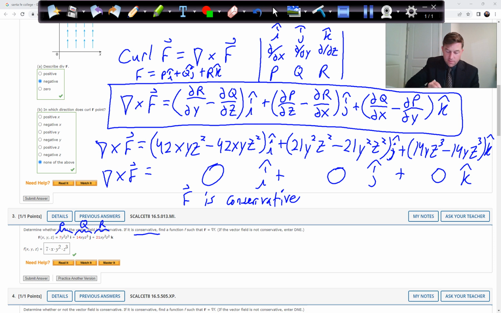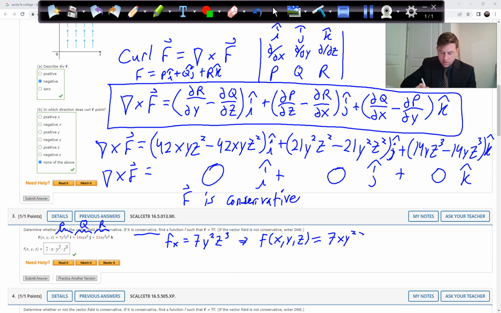And only if f is conservative, now we'll remember from the last section, section 16.4, we can say that the partial derivative of some function f with respect to x has to equal the first term, 7y squared z cubed, which implies that the function f(x,y,z) would be the integral of that f_x with respect to x. So if I integrated that with respect to x, I would just pick up an x: 7xy squared z cubed.